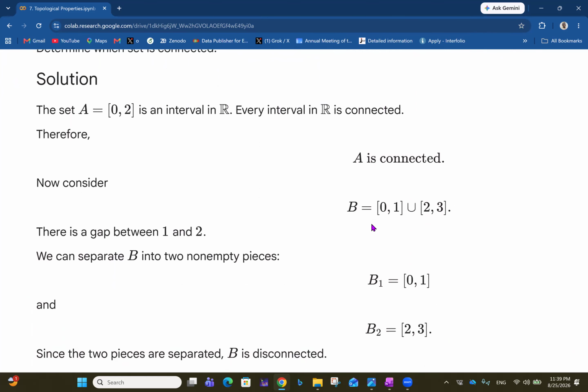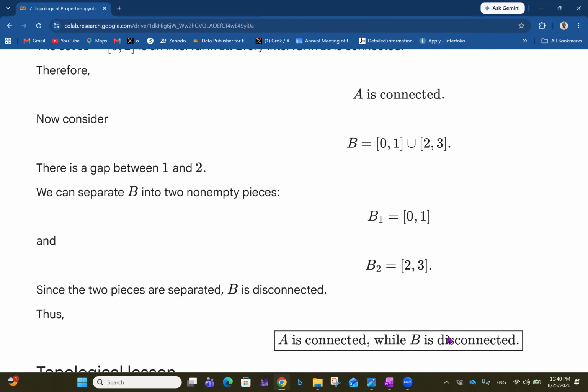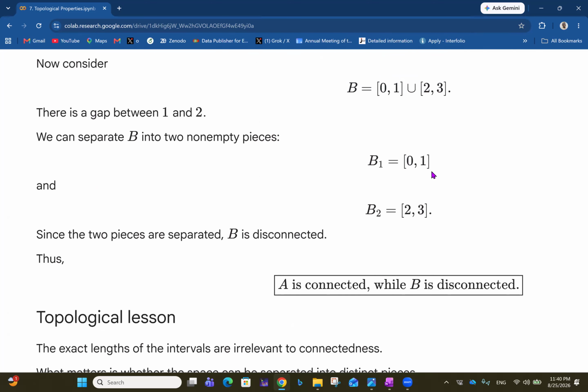Now, if you consider B, which is the closed interval [0, 1] union [2, 3], there's a gap between 1 and 2. So we can separate B into two non-empty sets, [0, 1] and [2, 3]. Since the two pieces are separated, B is automatically disconnected. Thus, we say that A is connected while B is disconnected because there's a jump between 1 and 2.